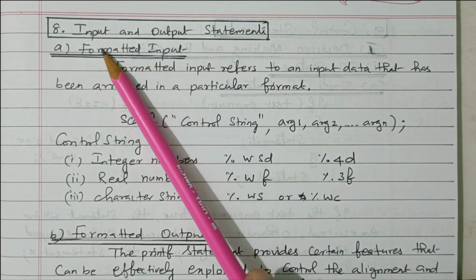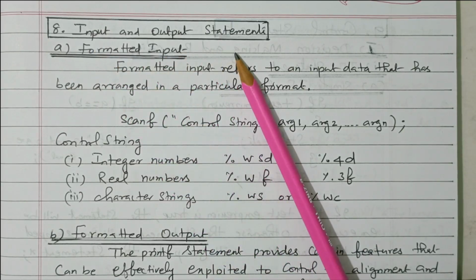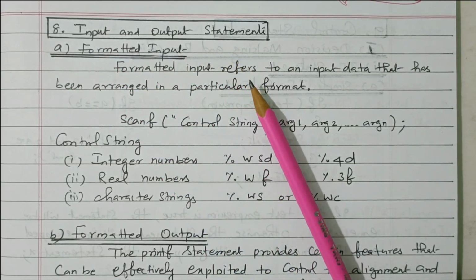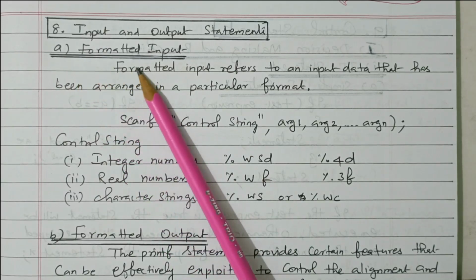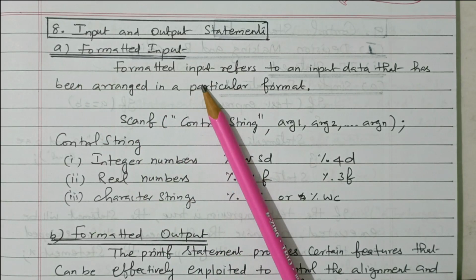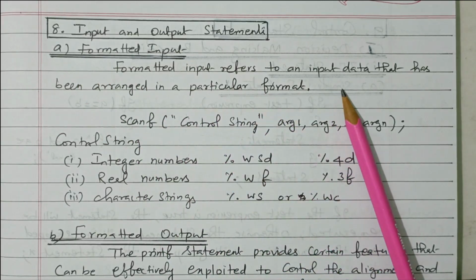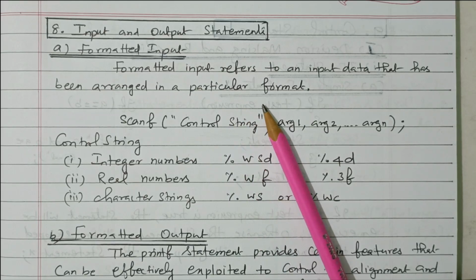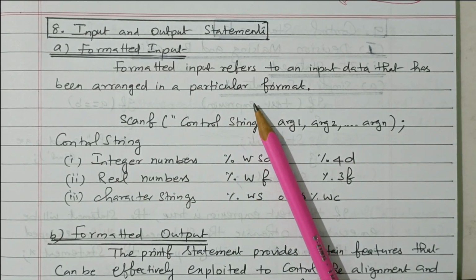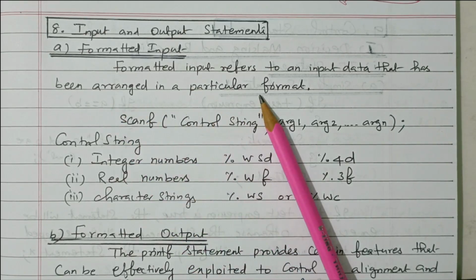Now we'll go to the topic: input and output statements available in the C program. First, formatted input. Formatted input refers to input data that has been arranged in a particular format. The input data, while entering it, will be arranged in a particular format.